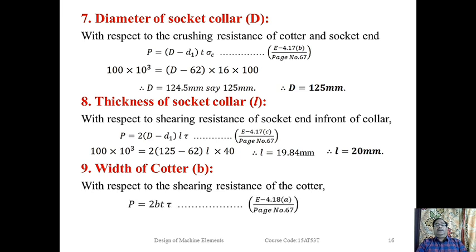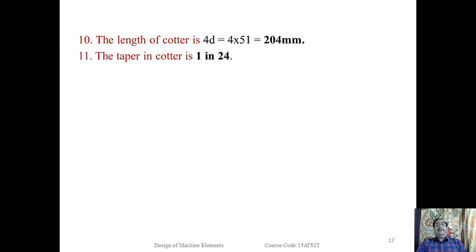Width of quarter by using the equation 4.18a, which is on page number 67. Again the value of B is equal to 79 mm. So the length of quarter 4D is equal to 204 mm. Taper in quarter is 1 in 24. Clearance of quarter is 2 to 3 mm. So again we have to complete this problem by calculating around 12 steps or 12 dimensions of the quarter joint.